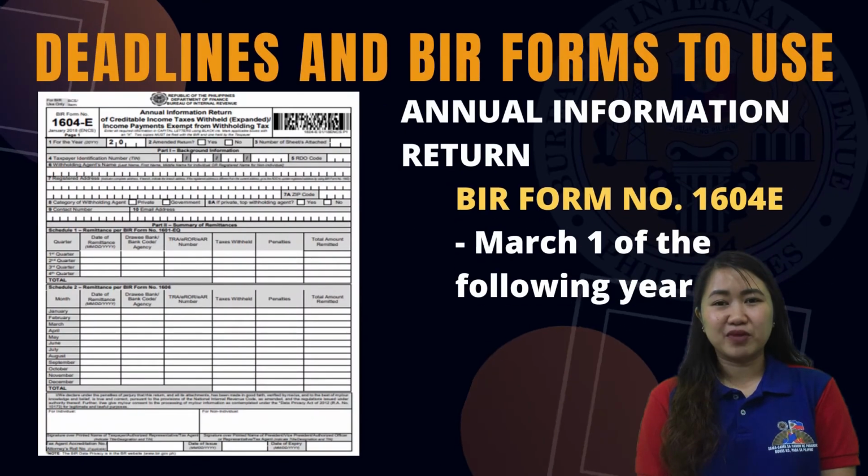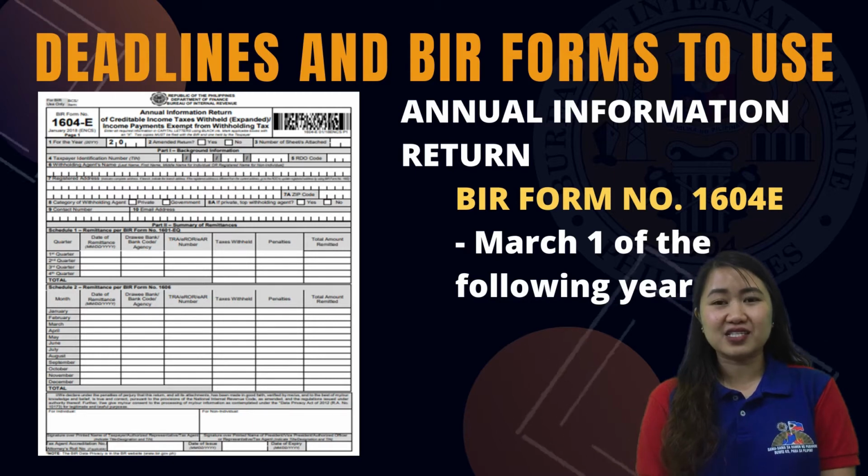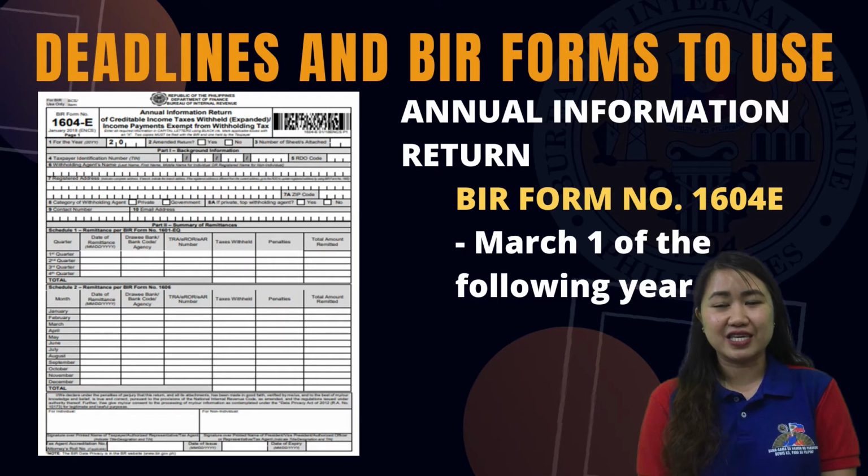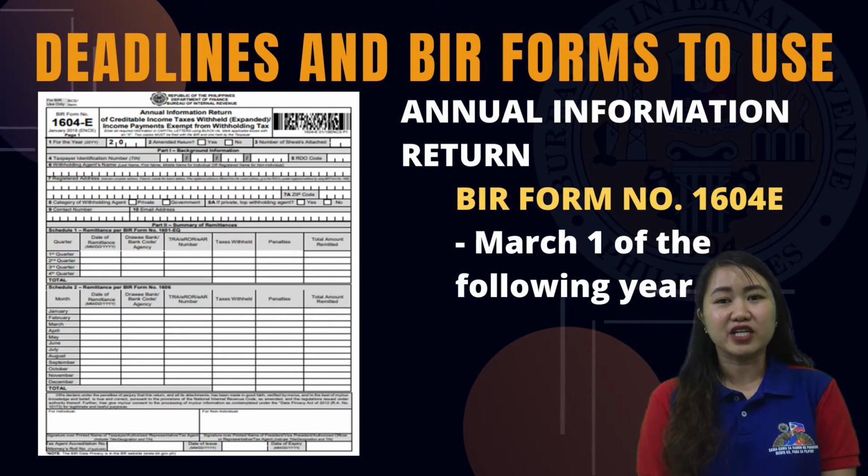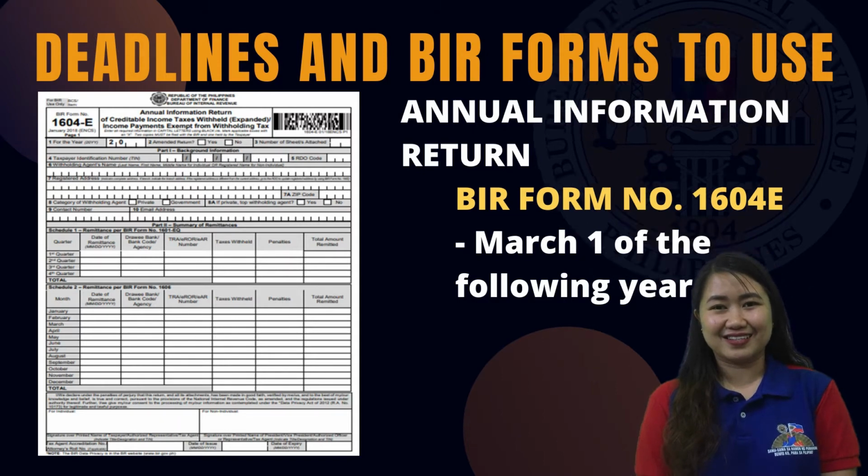Other than filing the monthly and quarterly returns, an annual information return or BIR form number 1604E, which summarizes all the expanded withholding tax returns filed for the year, is also required to be filed on or before March 1 of the following year.